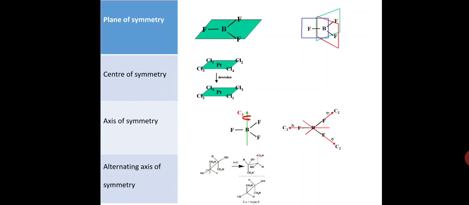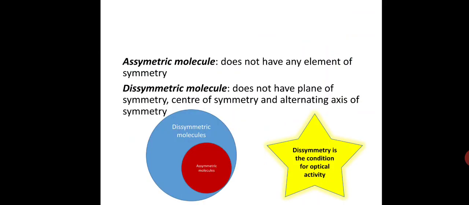So how can we combine or correlate symmetry with optical activity? The basic thing is, all asymmetric molecules will be optically active. Asymmetric molecule means they do not have any element of symmetry. So a carbon that is attached to 4 different groups is obviously an asymmetric molecule, and it will show optical activity.